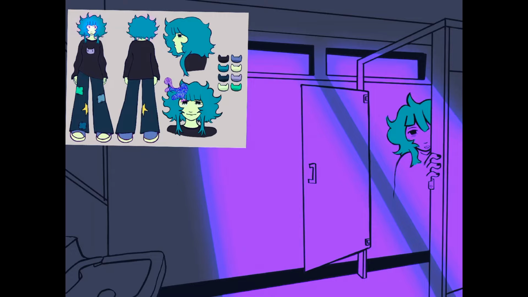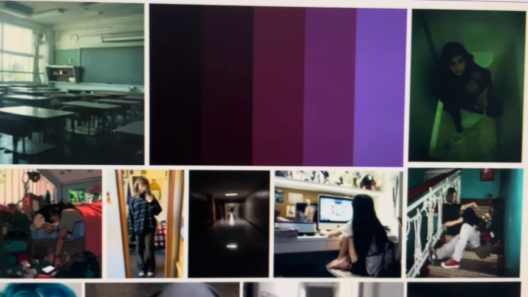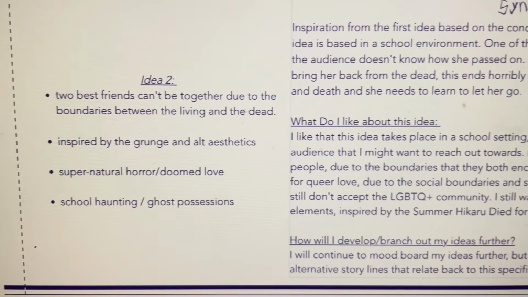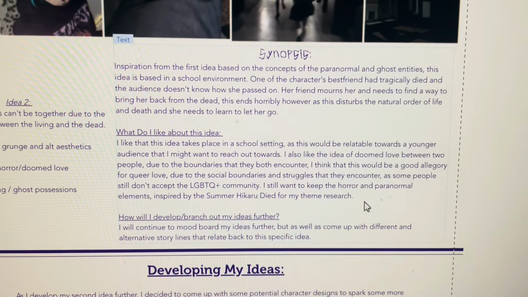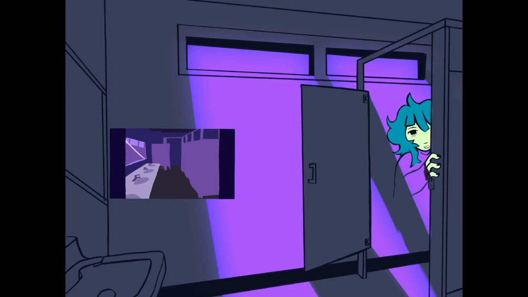With this initial idea failing, I moved on to a second idea where I narrowed it down to only 2 characters instead. Taking inspiration from the first idea on the concept of the paranormal ghost entities, this idea is based in a school environment, still keeping that relatability towards my target audience. One of the characters' best friend had tragically died, and the audience doesn't know who she is and how she passed on. Her friend mourns her and needs to find a way to bring her back from the dead, and this ends horribly, however, as this disturbs the natural order of life and death, and she needs to learn to let go.